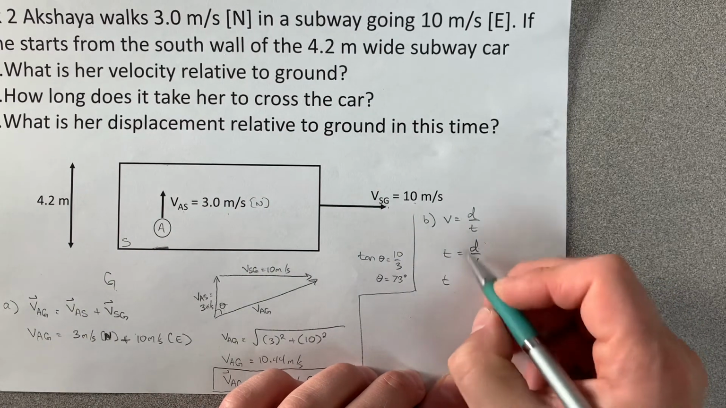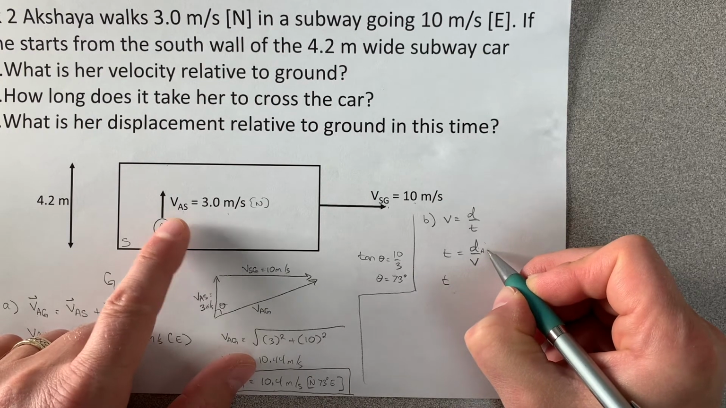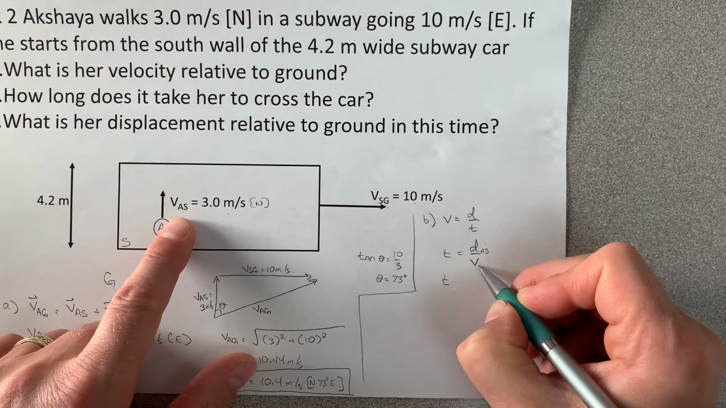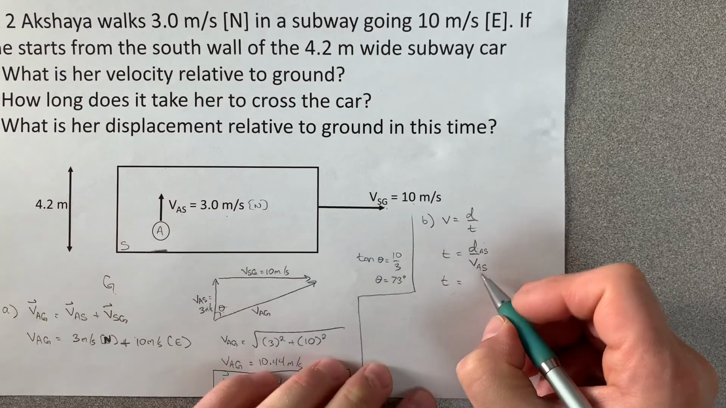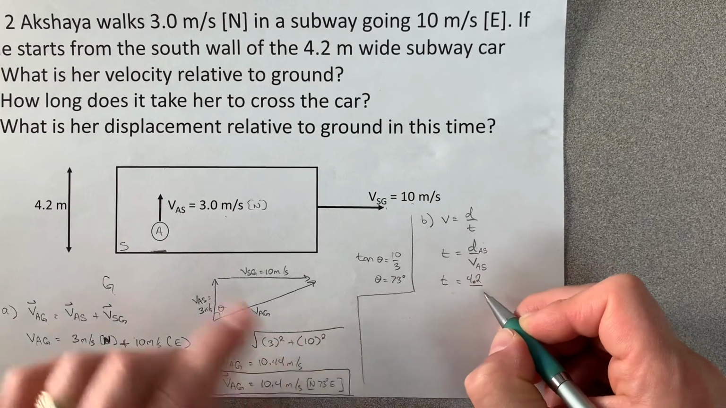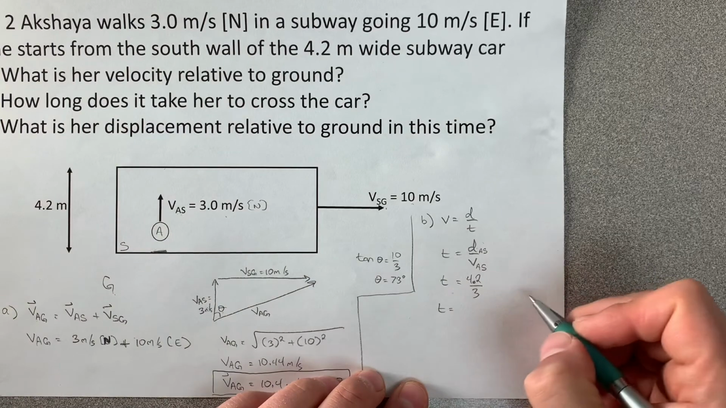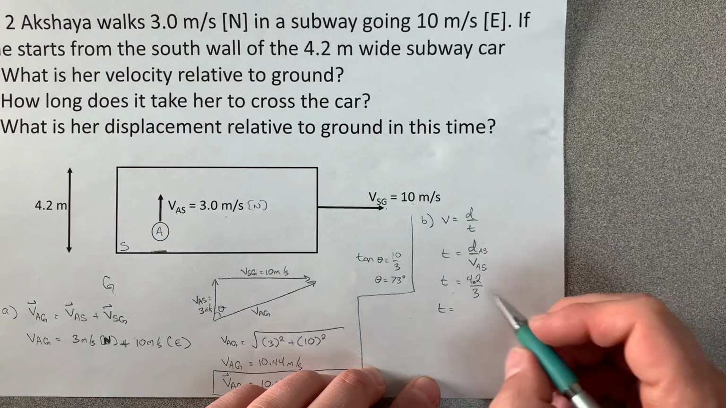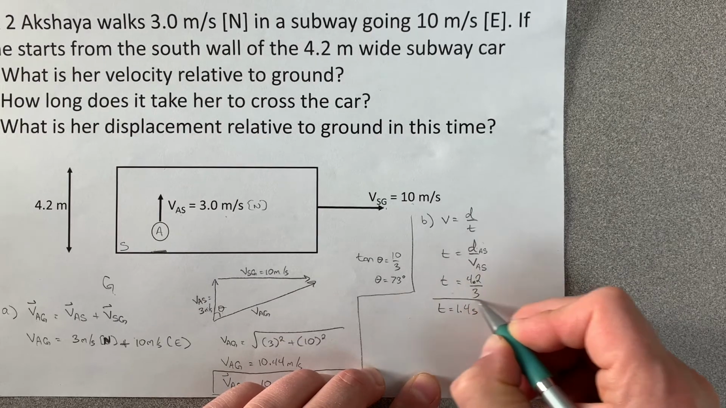So what we're using here, if I was to put in some subscripts, I guess I would say it's the displacement of Akshaya to subway. I'm going to use velocity of Akshaya to subway. Then it's just easy. The displacement is 4.2 meters. The velocity is 3. Let's see, that is 1.4 seconds.